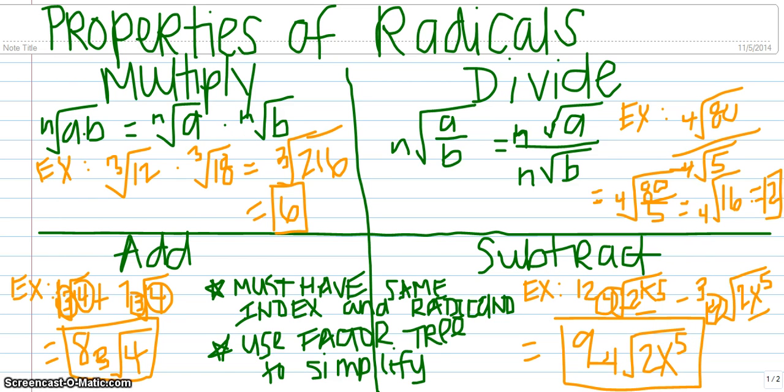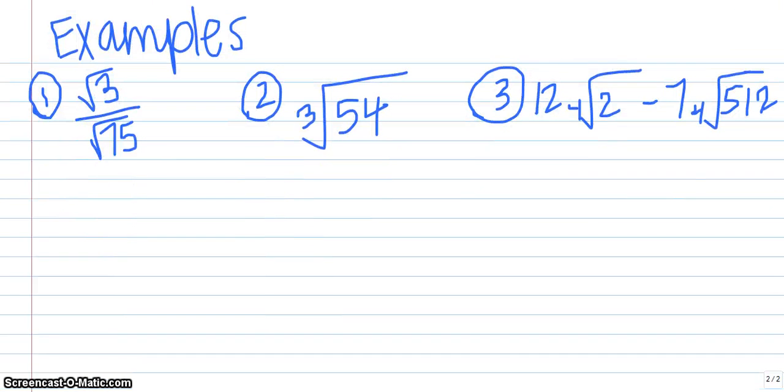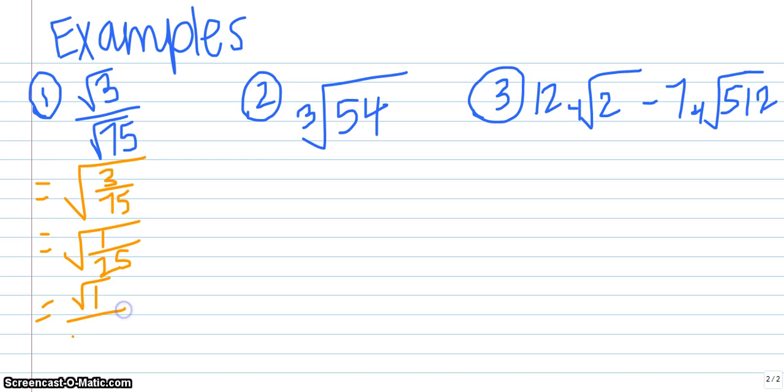Now let's go ahead and look at some examples. For my first example, it's a division problem. I have the same index of a 2, and these are different radicands, but that's fine for dividing. So I go ahead and just simplify this by taking the square root of 3 divided by 75, which simplifies to the square root of 1 over 25. And if I separate this, I have the square root of 1 over the square root of 25. Well, I know the square root of 1 is just 1, and the square root of 25 is 5. So my final answer is 1/5.